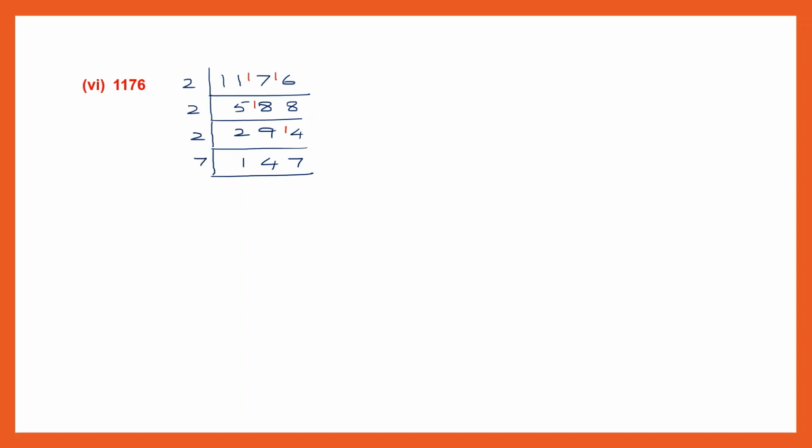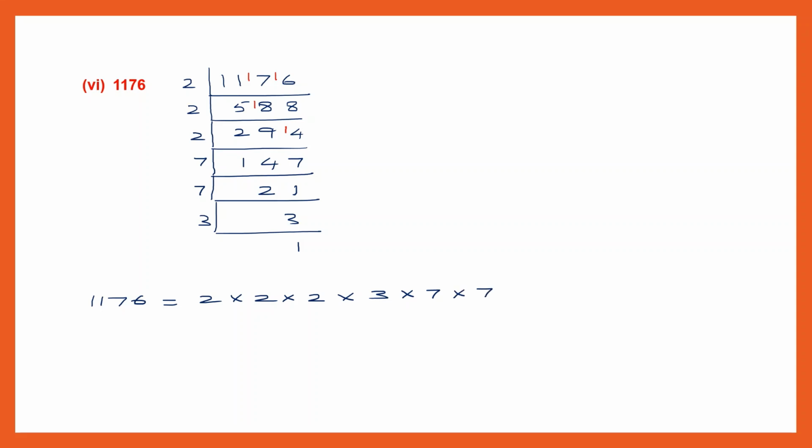Let's use 7. 7 is also a prime number. 7 2s are 14, 7 1s are 7. So we can continue to use 7. 7 3s are 21. Now we can use 3. 3 1s are 3. So 1176. Now let's see how many 2s we are using here. 1, 2 and 3. Then we have a 3 and then we have 2 7s.